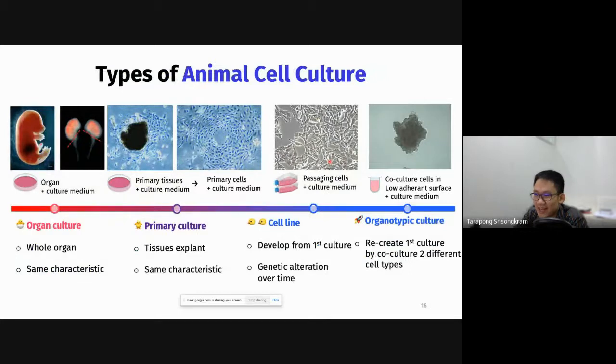Here we know how animal cell culture has been created. In this slide, I will show you the types of animal cell culture. The first time scientists created animal cell culture, they took the organ from living animals, placed it into a flask and cultured the organ in the flask, and then they developed the method to culture the cells.